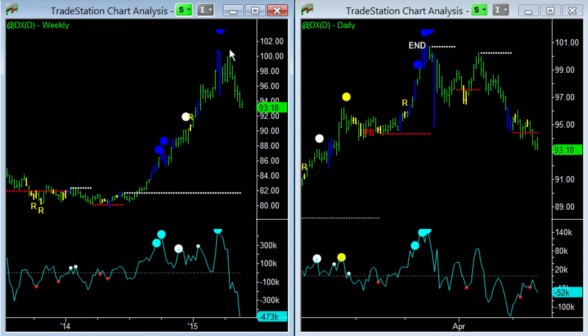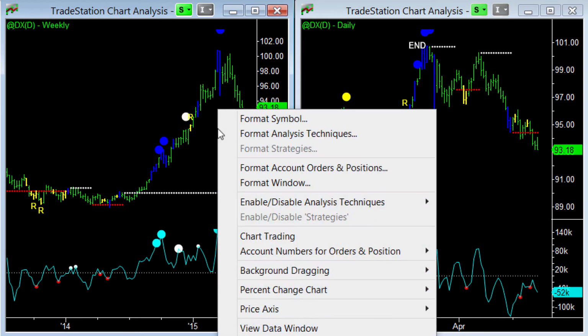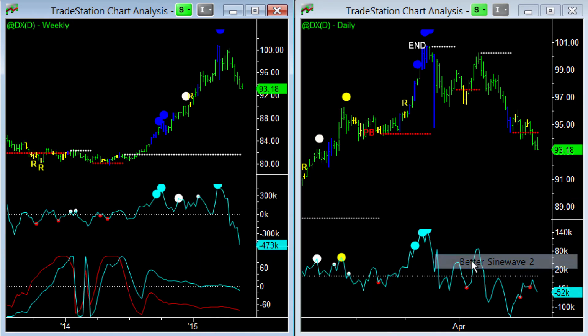Now what we're doing is we're coming off that strength down to cyclical support on the weekly time frame. Now this is going to be a consistent message, and I'm just going to turn this on. This is better sine wave on this weekly chart.